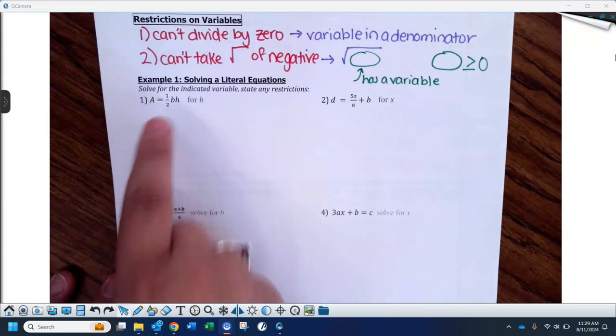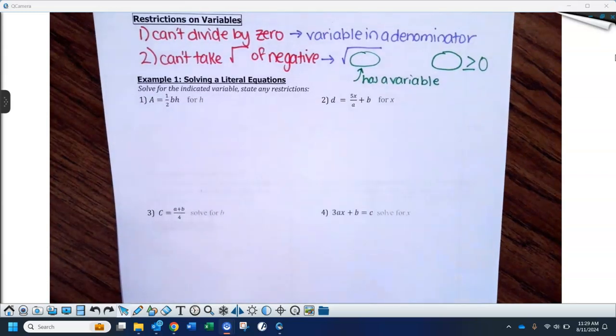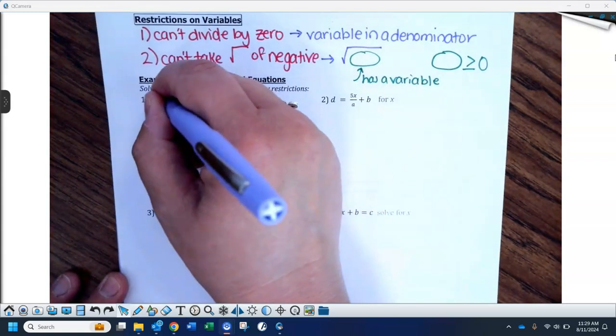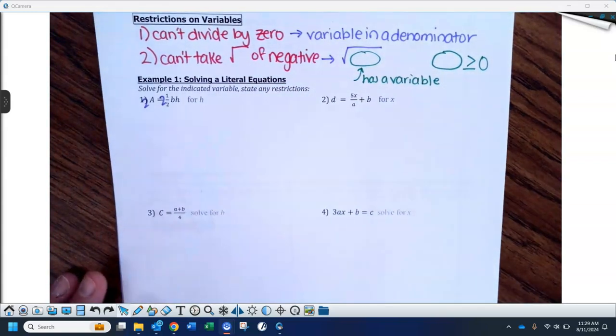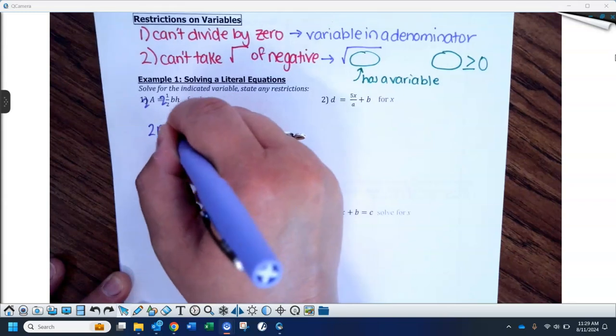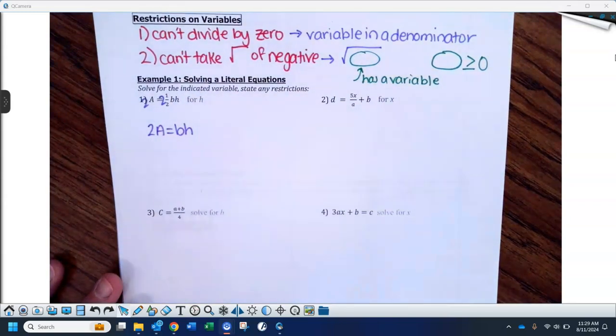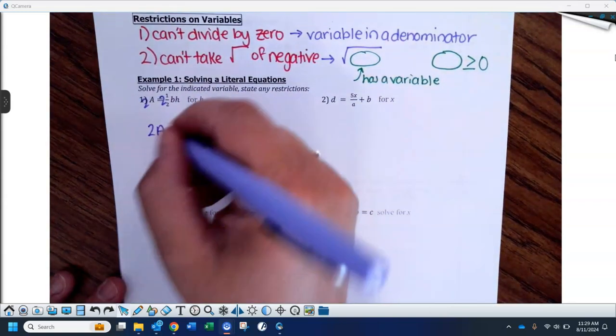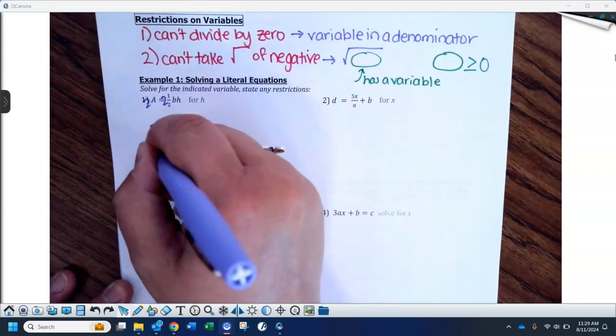We have A equals 1/2 bh. That's the actual formula for how to find the area of a triangle. So first thing I tell you to do, let's get rid of this fraction. I'm just going to multiply both sides by the reciprocal. So 1/2 times 2, it'll cancel that out. So I get 2A equals b times h. And then from there, to get h alone, I'm multiplying it by b, so I'd have to divide by b to move it.